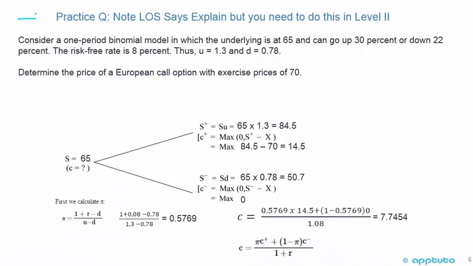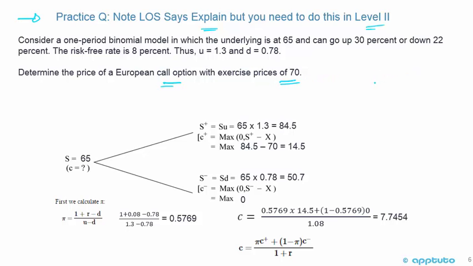So here's a little practice question. Note the LOS says explain, but you need to do this in level 2. So this is just running through another example of exactly what we already did, okay? And the goal is to determine the price of a European call option with an exercise price of 70, okay?